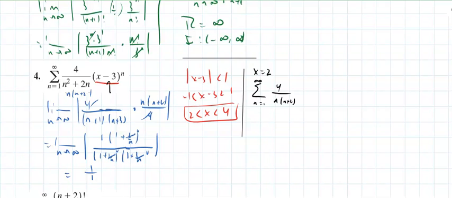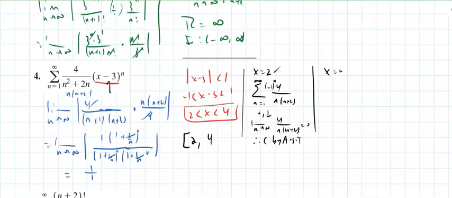And if I put a 2 in there, 2 minus 3 is negative 1 to the n. So we know this is positive. It is decreasing, and the limit as n approaches infinity of 4 over n into n plus 2 equals 0. Therefore it converges by alternating series test. So this is accepted. Up till now 2 is included. I'm trying to figure out if 4 is included.